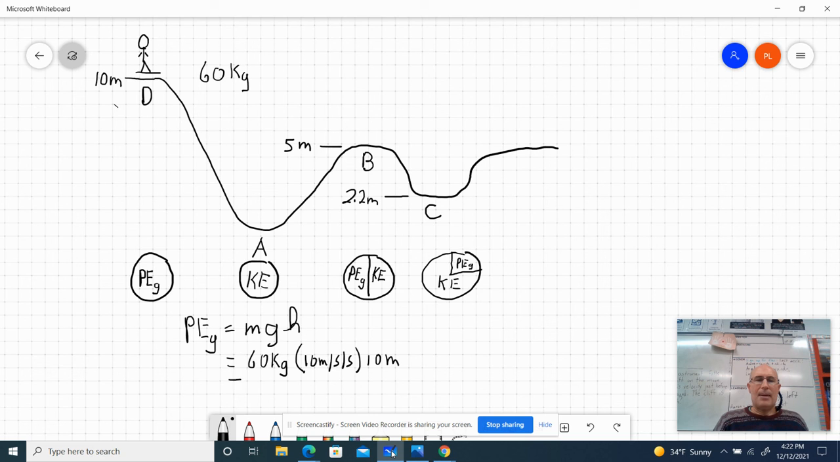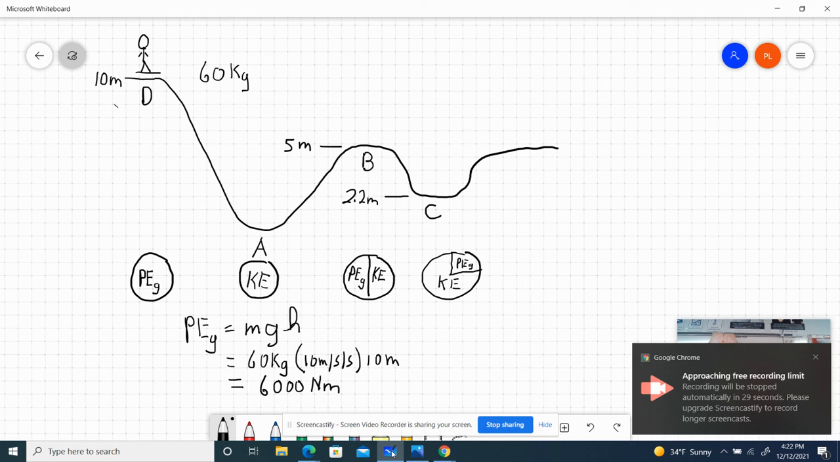And if we do all that math, we get 6,000 Newton meters. And that's his gravitational potential energy at the start. I'm going to stop this video and then I'm going to make another video to show you the remainder of the energies that we can calculate.